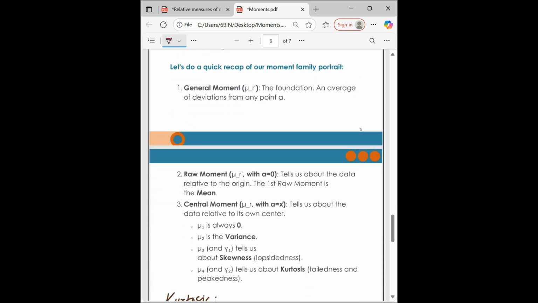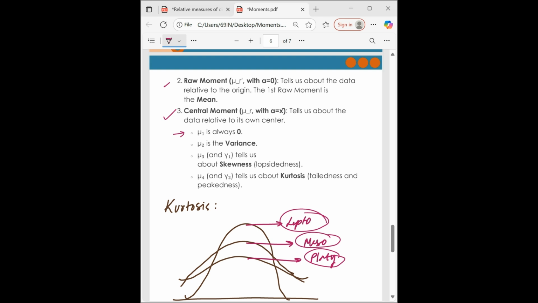Now let's do a quick recap of our moment family portrait. First, the general moment, mu r dash, the foundation, an average of deviations from any point A. Point number 2, raw moment: mu r dash with A equal to 0 tells us about the data relative to the origin. The first raw moment is the mean. Point number 3, central moment: mu r with A equal to x bar tells us about the data relative to its own center. Mu 1 is always 0. Mu 2 is the variance. Mu 3 and gamma 1 tell us about the skewness. And mu 4 and gamma 2 tell us about the kurtosis, tailedness and peakedness.